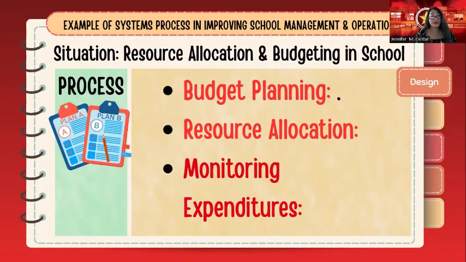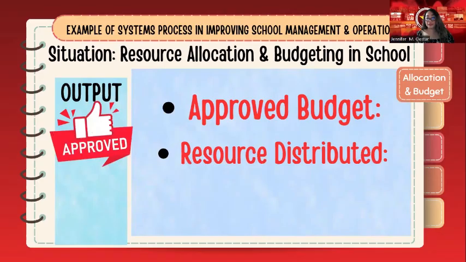Let's go further with the output. Once the budget is approved, this would outline how the school resources will be allocated. And for the resource distribution, funds, equipment, and personnel are distributed to the appropriate departments.